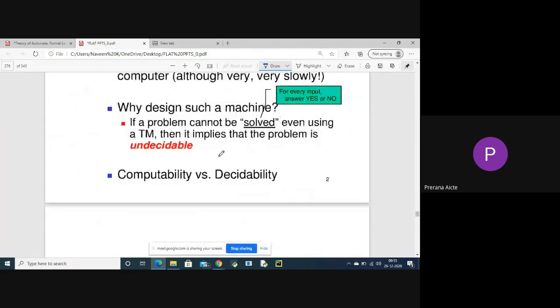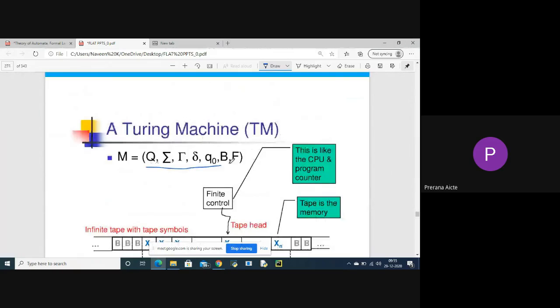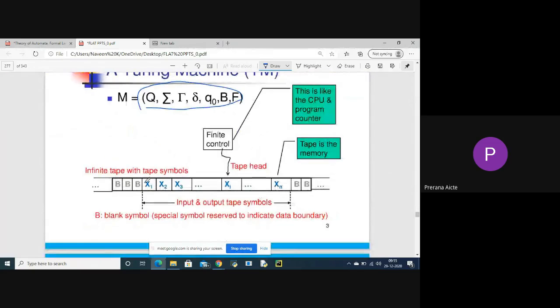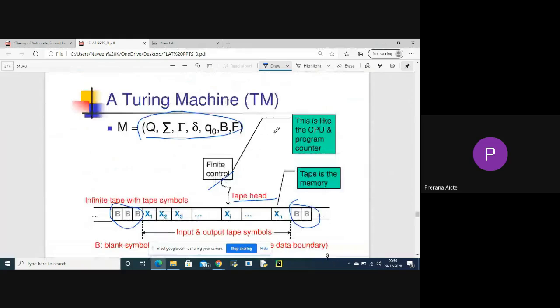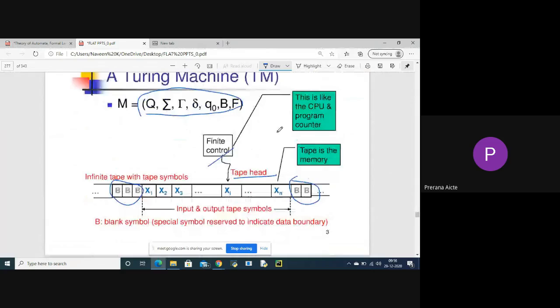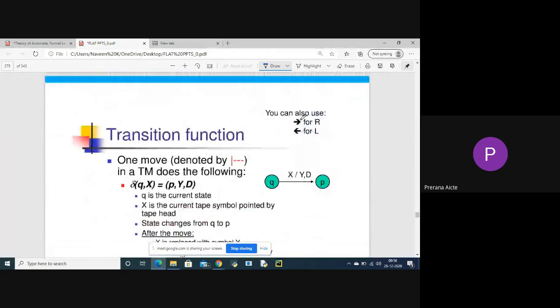Next, Turing machine is a seven tuple machine: Q comma sigma comma tau comma delta comma q naught comma B comma F. Okay, it is the representation of Turing machine. At the end, the blank symbol will represent the end of the given string, tape head, and finite control. Turing machine is a finite automata with an extra power, with right to left and left to right movements.